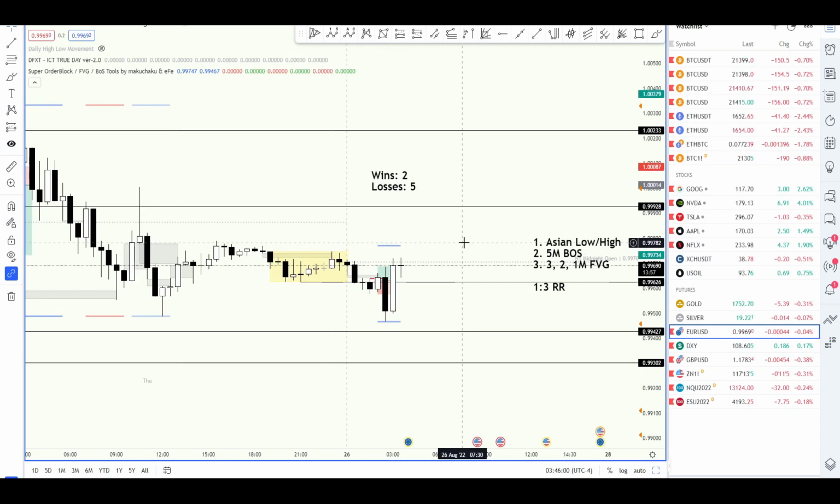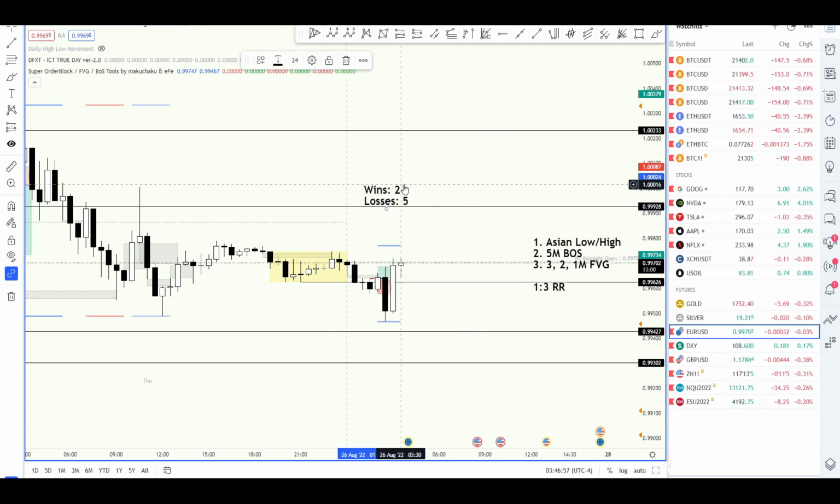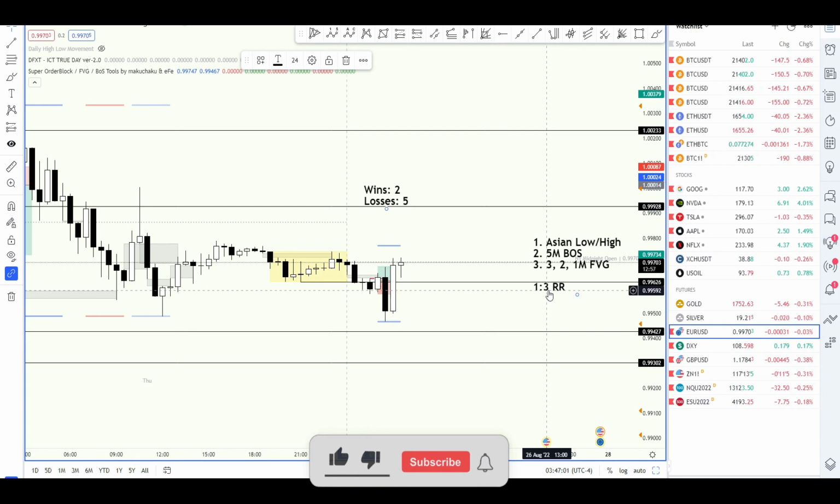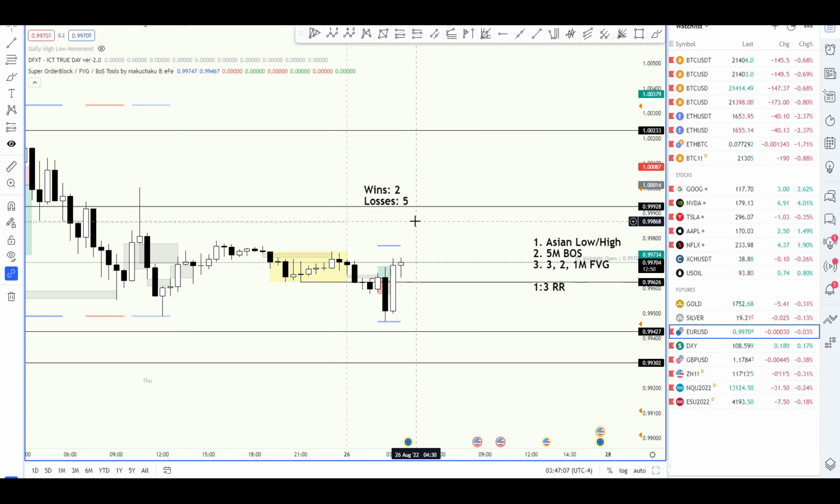And let me right now calculate if that would be profitable with 1 to 3 RR. So very simply, we had 2 wins. That means that we would make 6% on our account if we would risk on every trade 1%. And we lost 5. So that would be a 1% gain on 2 weeks. So that is for you to decide if it's a good strategy.